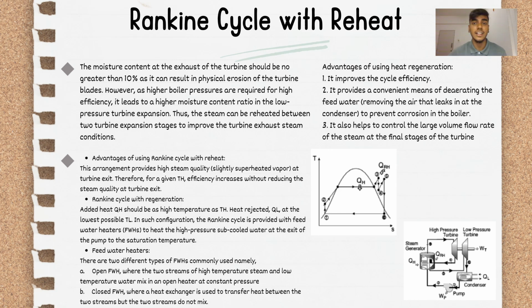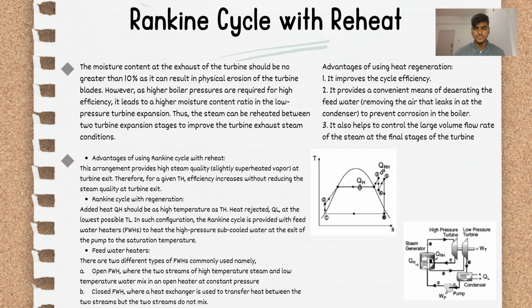Advantages of using heat regeneration. Obviously, it improves the cycle efficiency, but besides that, it removes the air that leaks into the condenser to prevent corrosion. As we can see, the method used before causes corrosion, but this does not. The third one is that it also helps to control the large volume flow rate of the steam at the final stages of the turbine.